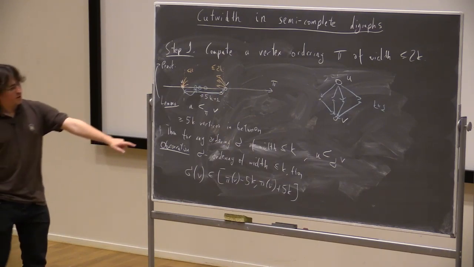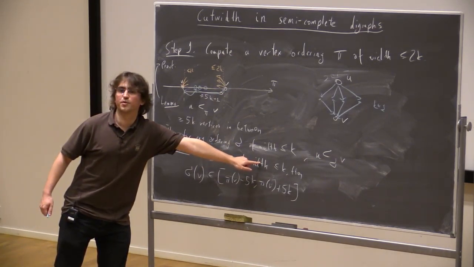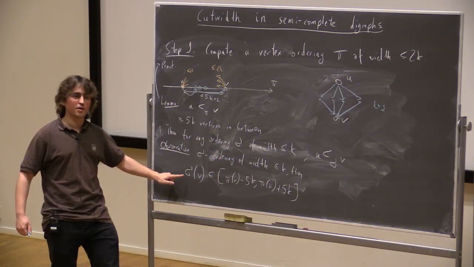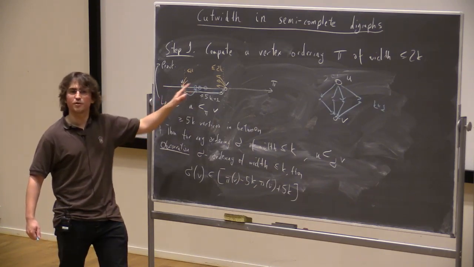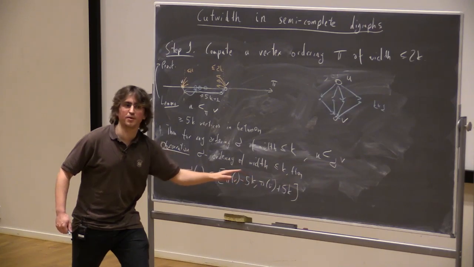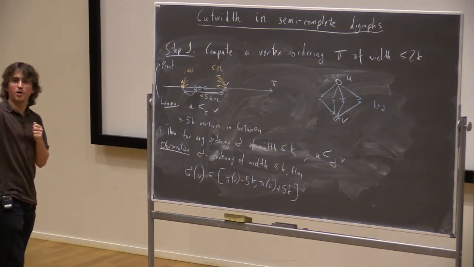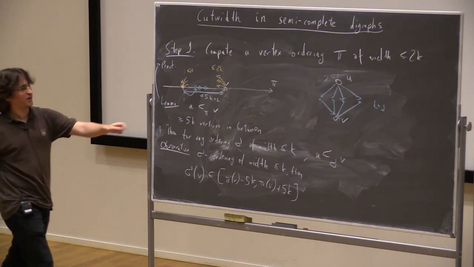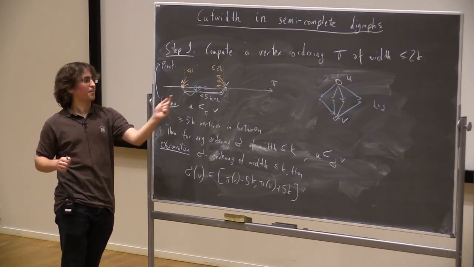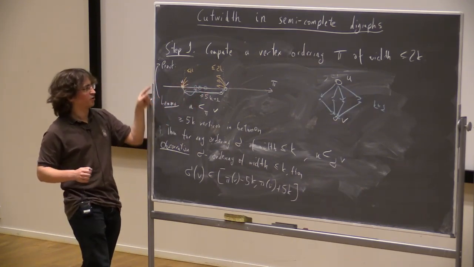Good. So my observation is that if I have any solution that is an ordering of width at most k, then the position of every vertex is almost the same as the position in this approximate ordering pi, up to perturbation of plus minus 5k. Why so? Because if it was perturbed by more than 5k in any direction, then it would need to swap with somebody that was further than 5k in the original ordering, contradicting this lemma.